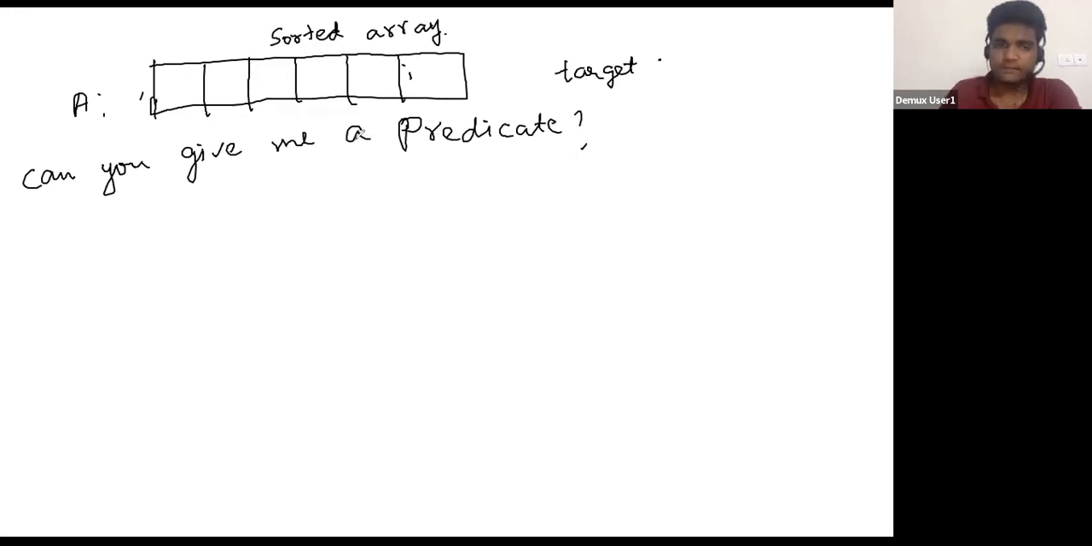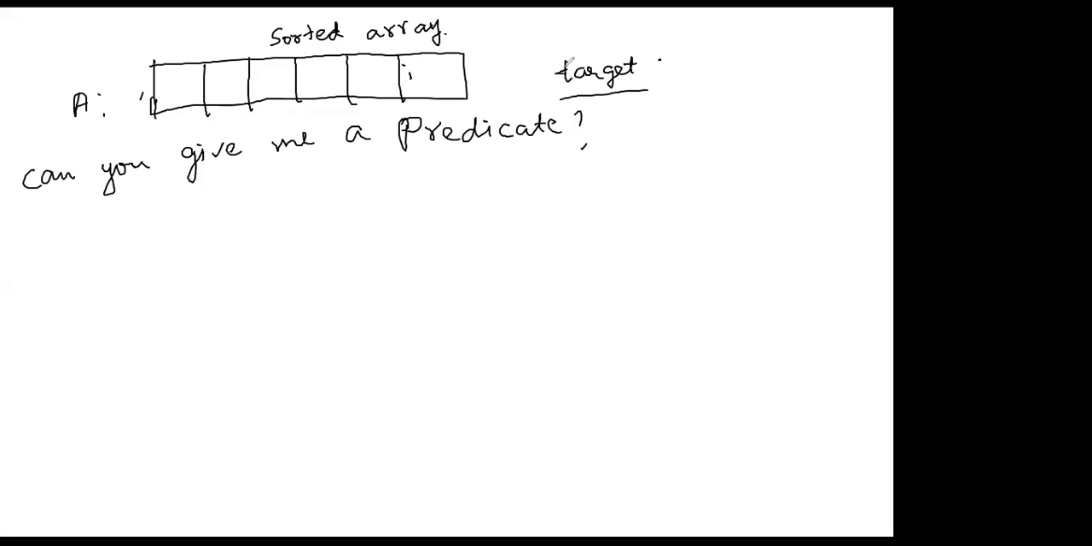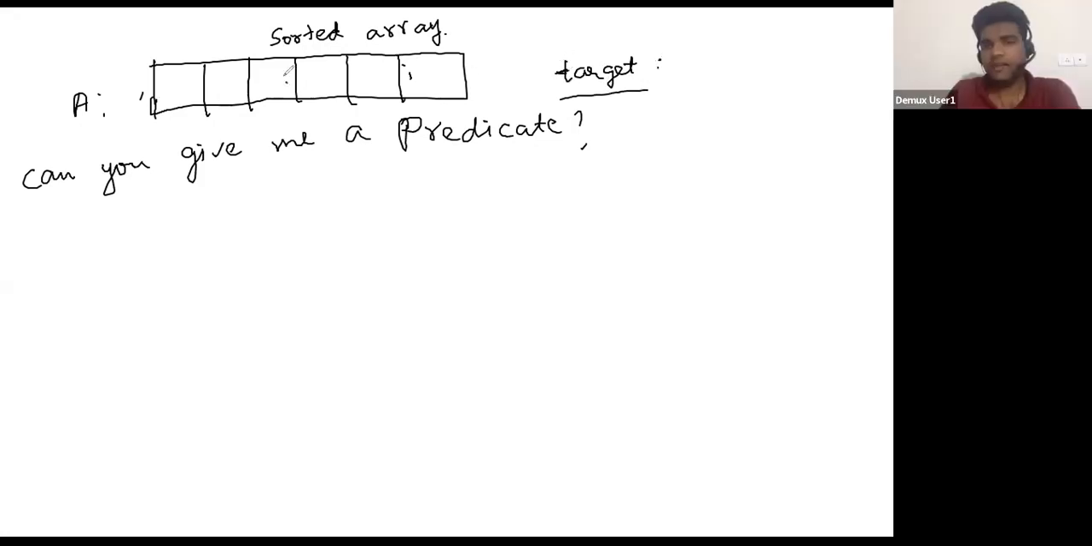Do you understand the question, everyone? Just think a little bit with respect to the target. So what exactly is target again? Target is a number that you need to find in the array. So you are given a sorted array, and you have a target or a key that you want to find in that array.